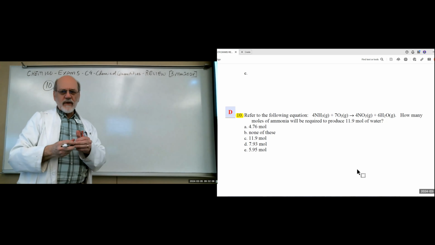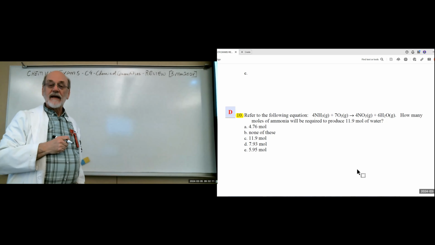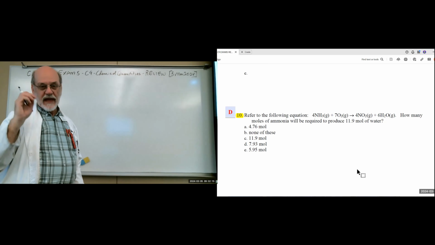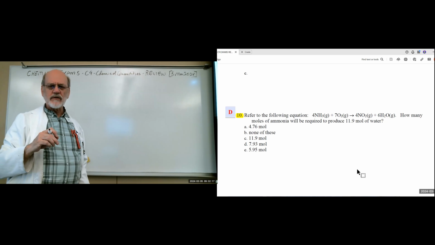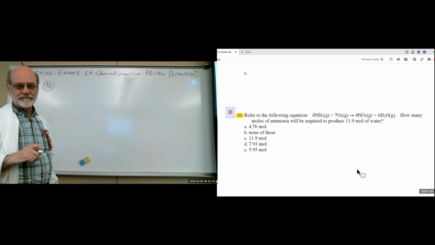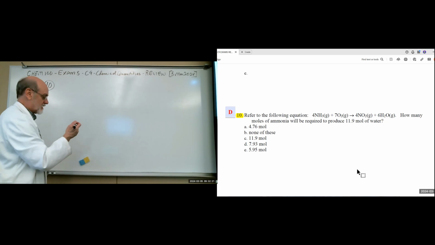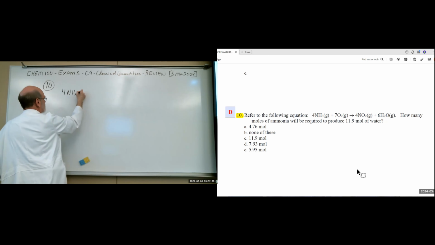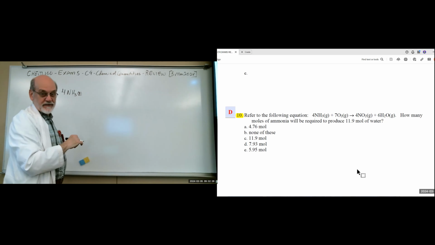All right, refer to the following equation. It appears to be balanced. You can check it to be sure. How many moles of ammonia will be required to produce 11.9 moles of water? Okay, this is fairly simple, especially since the equation is already balanced.